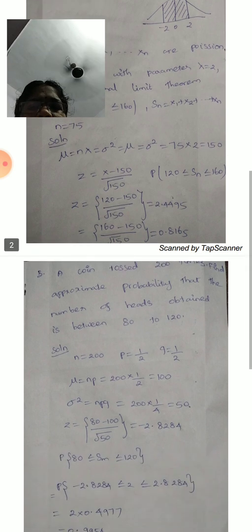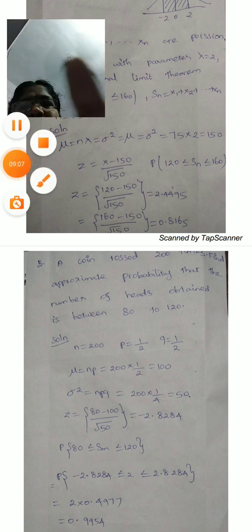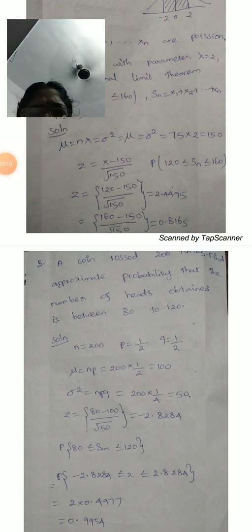And the next problem is, a coin is tossed 200 times. Find the approximate probability that the number of heads obtained is between 80 and 120. Here a coin is tossed 200 times, therefore we take n equal to 200. When a coin is tossed, the possible outcomes are head or tail, therefore p equal to 1 by 2 and q equal to 1 by 2.